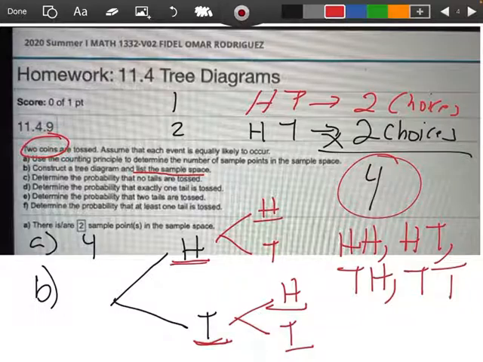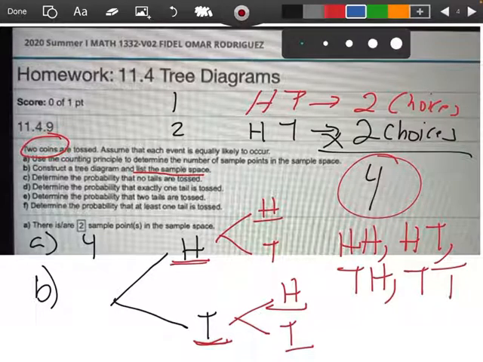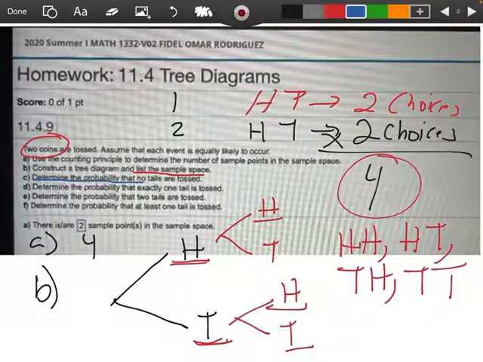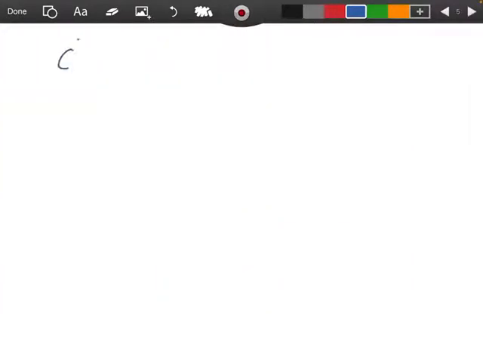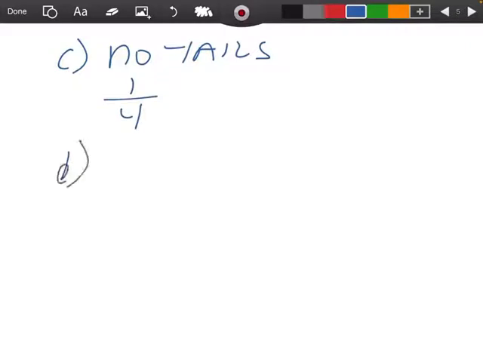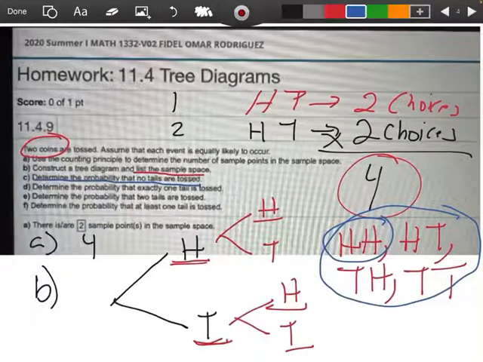Now, part C. Part C says, determine the probability that no tails are tossed, okay? So I'm looking at my 4 choices, and I want to figure out of those 4 choices, which ones have no tails? This one right here, right? So for part C, which says no tails are tossed, there was 1 out of the 4, okay?